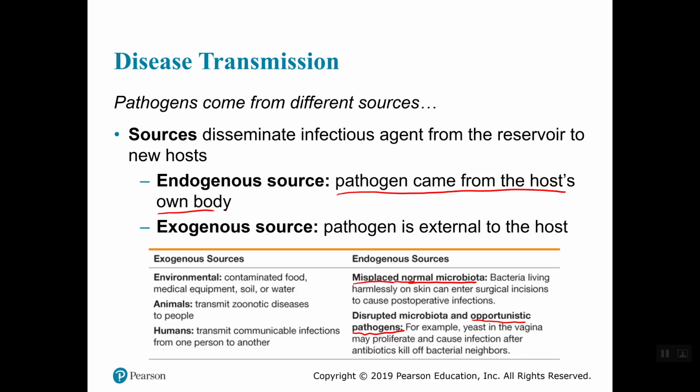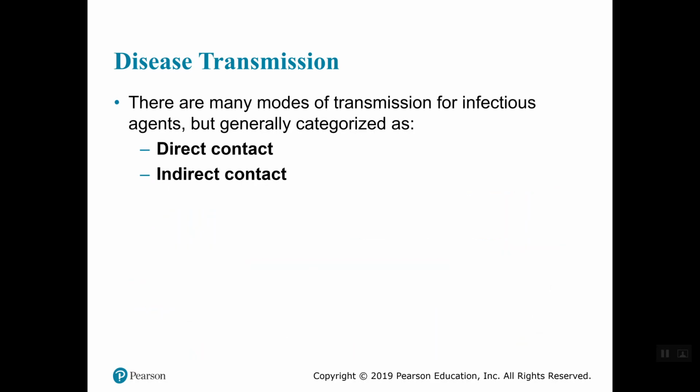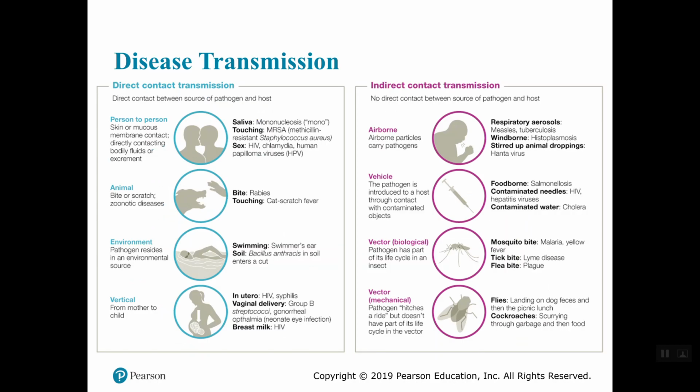Exogenous sources are when the pathogen is external to the host. So maybe it was in the environment, or maybe it was a zoonotic disease transmitted via or to people from an animal, or maybe it was a communicable disease where another human transmitted it. There are a variety of modes of transmission for infectious agents, but they're generally categorized as transmission through direct contact or indirect contact. So just to give you guys some examples of direct versus indirect contact.